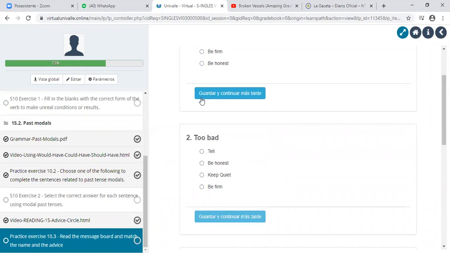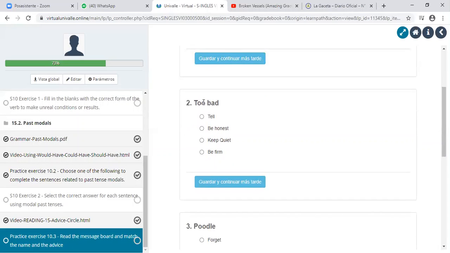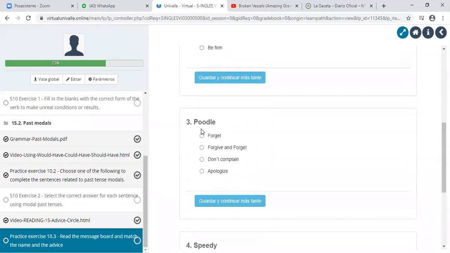Then we have too bad. What does it refer to according to the reading? Tell, be honest, keep quiet, or be firm. Be firm. Excuse me? Be honest. Okay, if that is your answer, we're gonna try. Okay, no problem. Number 3. Forget, and forget. Don't complain. Apologize. Which one?